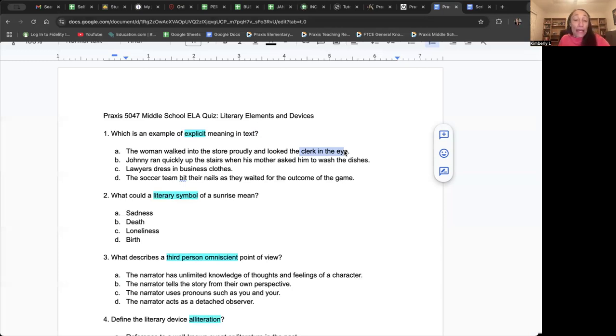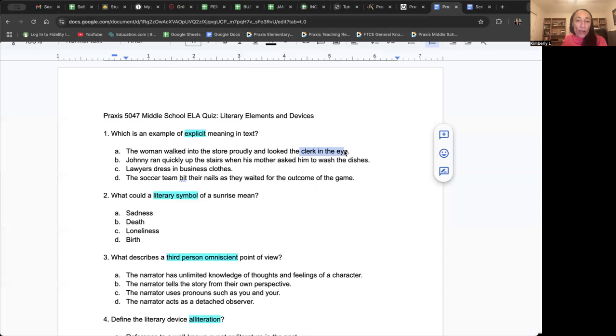And finally, next we have lawyers dress in business clothes. So no room for interpretation here. Lawyers dress in business clothes. Traditionally, explicit meanings are succinct, to the point, and short. Not always, but generally. And finally, the soccer team bit their nails as they waited for the outcome of the game. It doesn't say that the soccer team is anxious or nervous, but it's implying that they feel that way because of the biting of the nails and the waiting anxiously for the outcome of the game. So we're going to go with C on this one for explicit meaning.